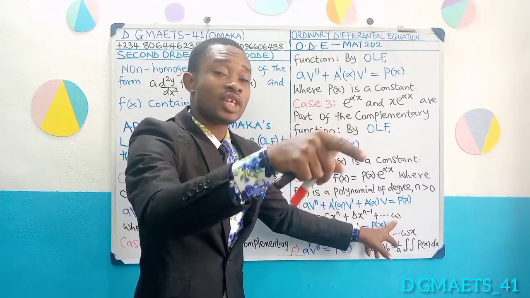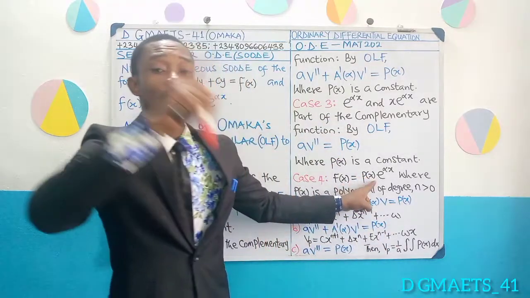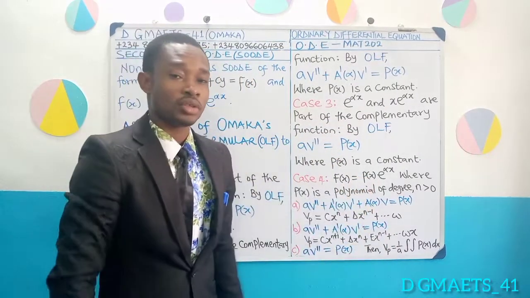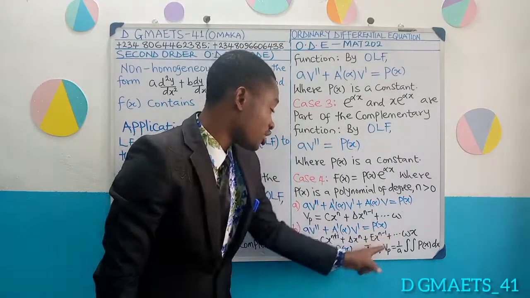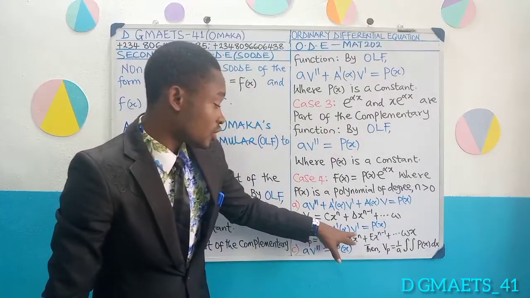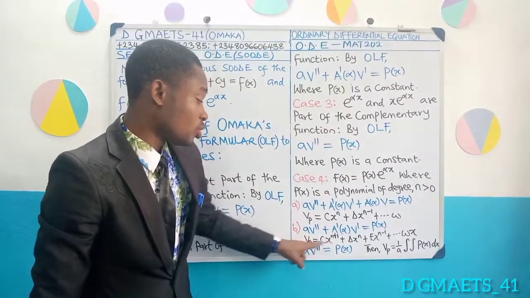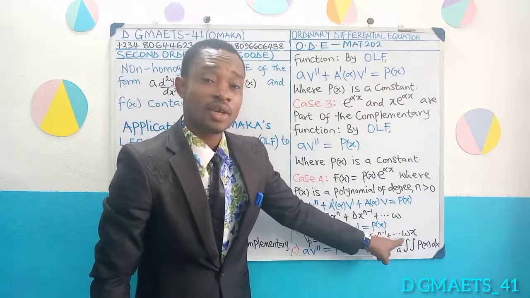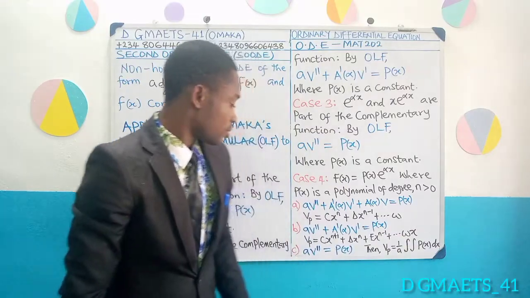Because the exponential term in f of x did not appear in the complementary function. But whereby the exponential term appears once, the Omaka legendary formula reduces to this, and then the VP is obtained from something like this. Is that okay? Where it stops at wx.